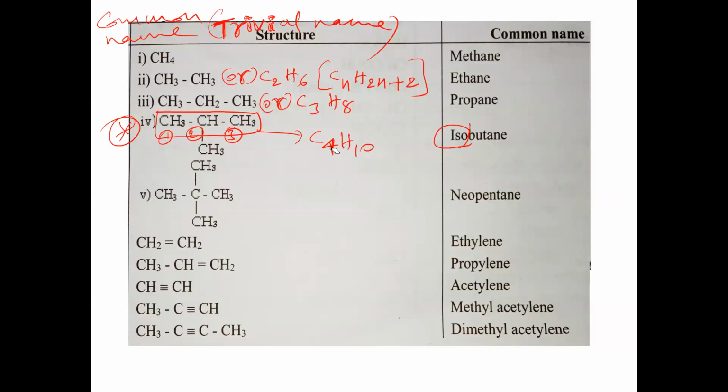Isobutane, why have we said it here? It is said isobutane because the last but one carbon has one methyl branch. As the methyl branch is present on the last but one carbon, it is called iso. So isobutane is the common name. Remember, isobutane is the common name. What is the IUPAC name of this? 2-methyl propane is the IUPAC name.